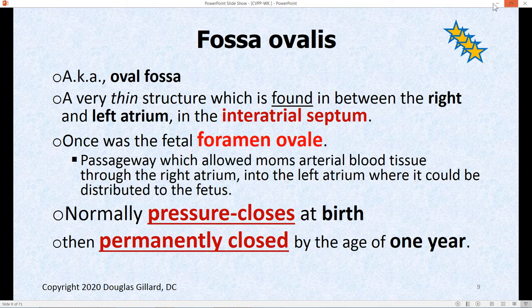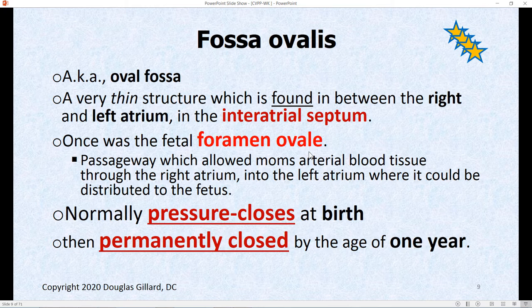So remember back in the embryology days, it was the foramen ovale, and blood shot through it because oxygenated blood was coming in through the inferior vena cava, filled with mostly, really all of, mom's oxygenated blood. And that shot into the right atrium, mixing with a little deoxygenated blood coming back from the superior vena cava. But that really highly oxygenated blood was shot right through a hole called the foramen ovale, or the oval foramen.